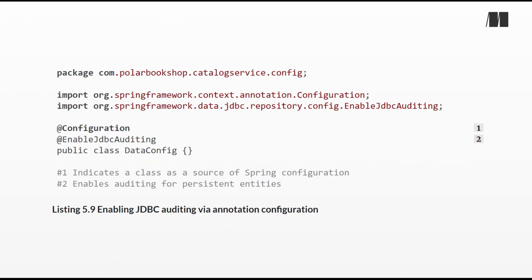With Spring Data JDBC, you can enable auditing for all the persistent entities using the @EnableJdbcAuditing annotation on a configuration class. In the com.polarbookshop.catalogservice.config package, add a DataConfig class to gather JDBC-related configuration. Listing 5.9. Enabling JDBC auditing via annotation configuration.